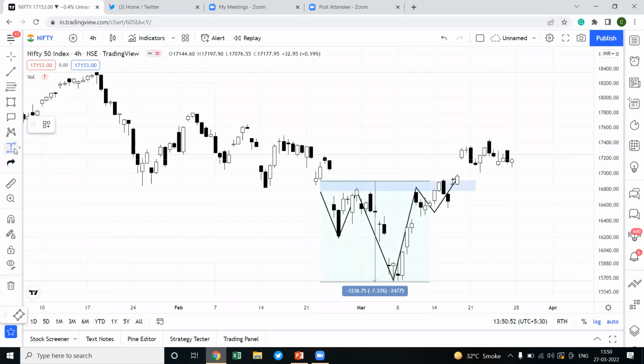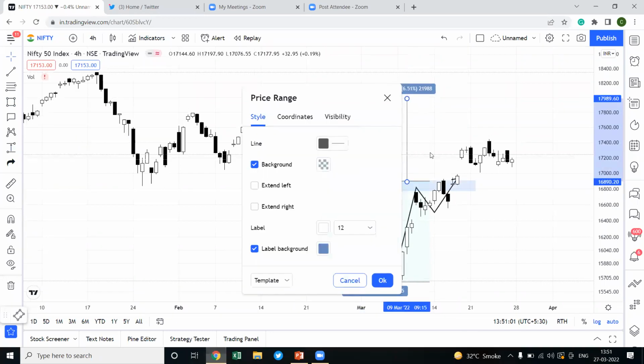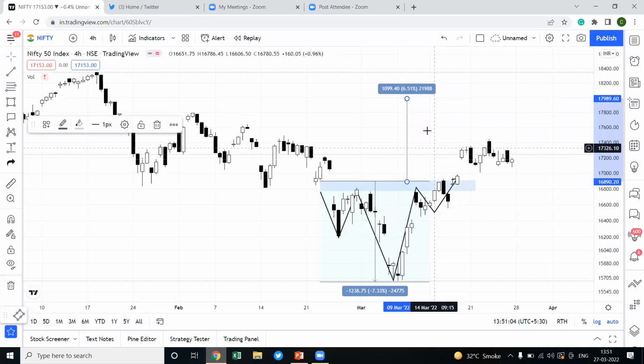Whenever you have to calculate a price target for any particular pattern, as the pattern has been broken out, we have to add from the level it has been broken out, and just add the levels, like from 16,950 levels, you can add 1200 levels. This would be the pattern target.